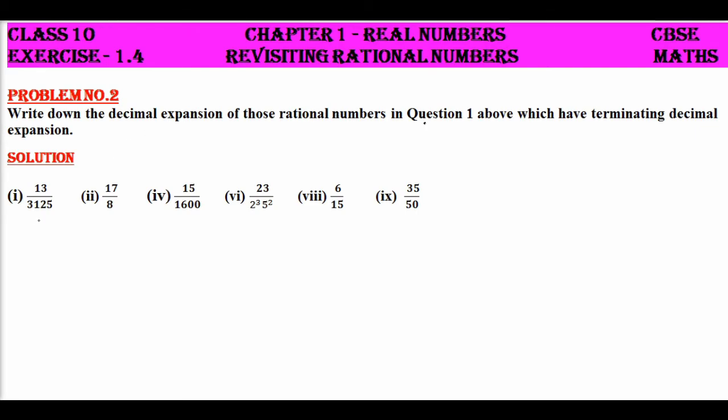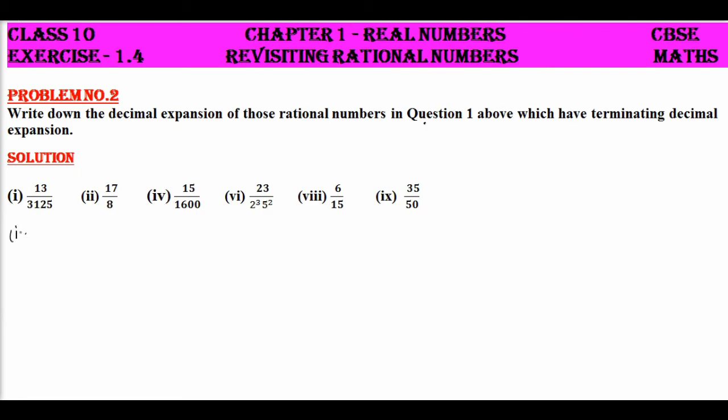So from question 1, we have taken the rational numbers which have terminating decimal expansions. Now we are going to find what that decimal expansion is. We are going to just divide the numerator by the denominator and find the decimal expansion of each of these terms. I have given the link of problem 1 in the description box. You can verify that also, right? Now let me start with the first subdivision.